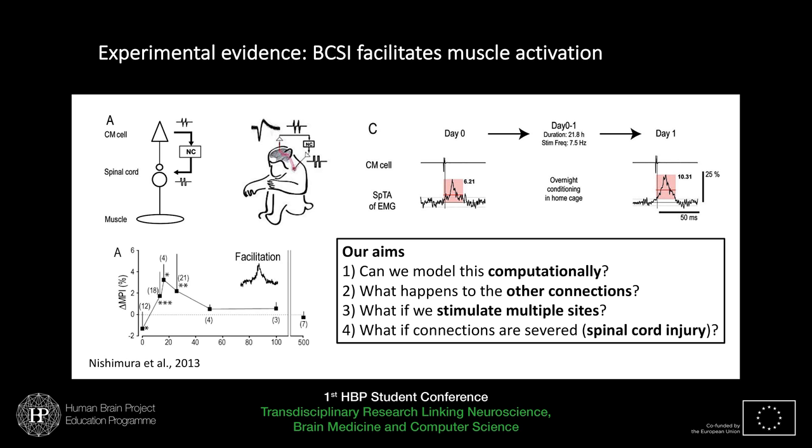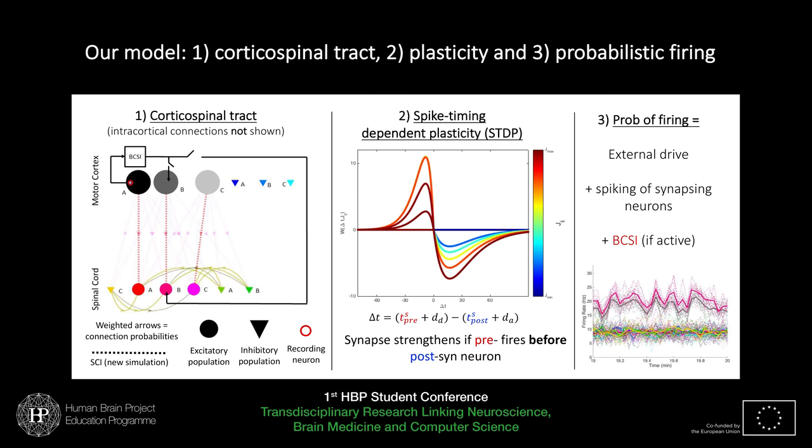So what is happening to the other connections? Not only the connection between the motor cortex and the site where you're stimulating, but also the other connections. And what if we stimulate multiple sites? Let's get crazy. If you have a model, you can do crazy stuff. And what if we model spinal cord injury as well? Because the monkeys here were healthy, and you don't know if the probability of connection is actually changing the results that you're getting. So how do we do that?